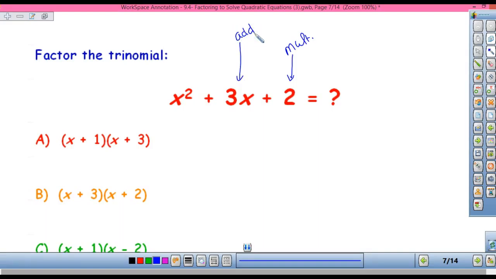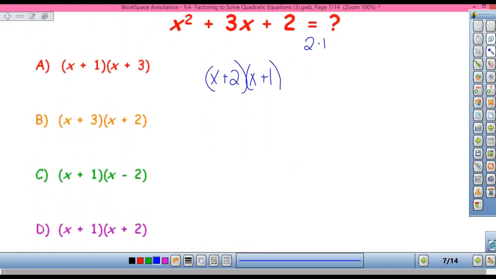Okay, so if you remember, what two numbers do we multiply together to get 2? We multiply 2 times 1, that's the only thing that works. Then you have to ask yourself, does 2 plus 1 equal 3? And it does, so we know that we can use 2 and 1. So we're going to have x plus 2 times x plus 1, which in this case matches with D.